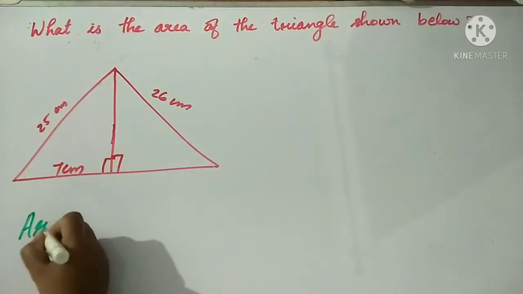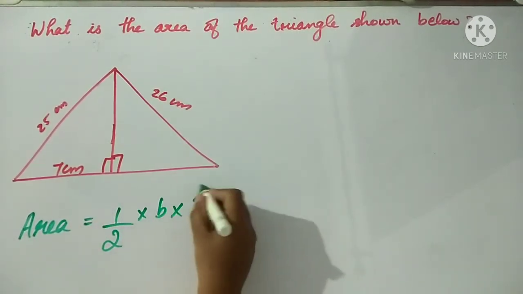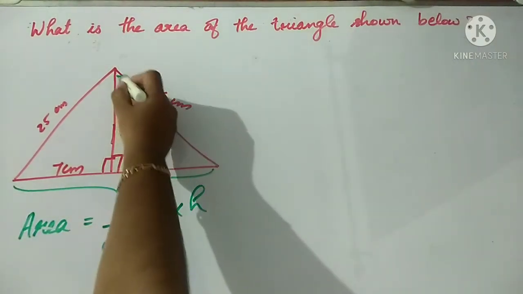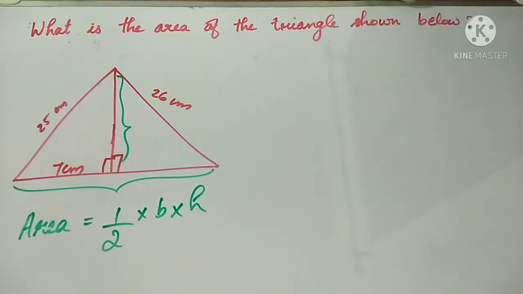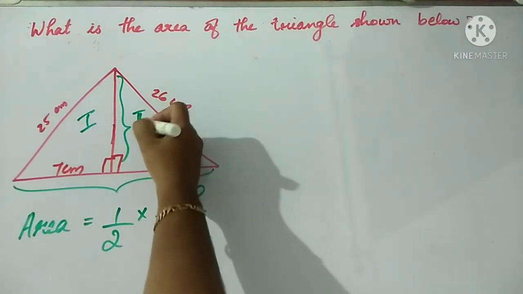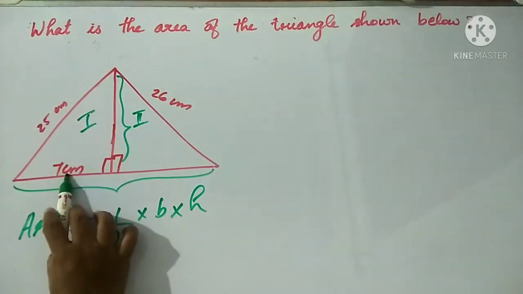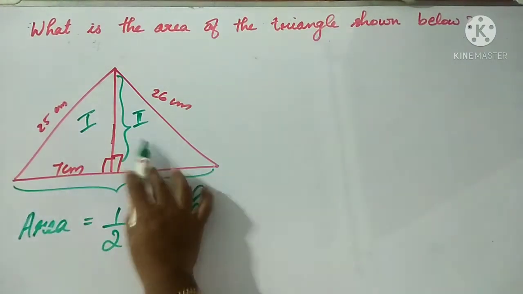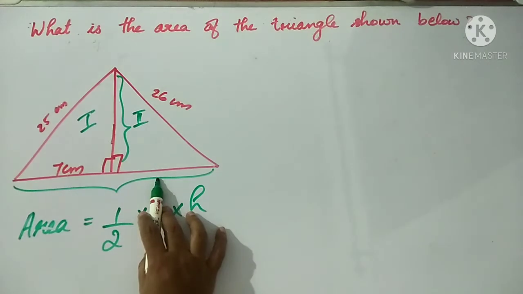We know area of a triangle is equal to half into base into height. In this triangle, base is this much and height is this. That is not given in the figure. We have to find that first. So, first of all, we take this as first triangle and this as second triangle. In the first triangle, hypotenuse and base is given. We need to find the height. If we find the height, in the second triangle, height and hypotenuse we will get. We need to find the base.